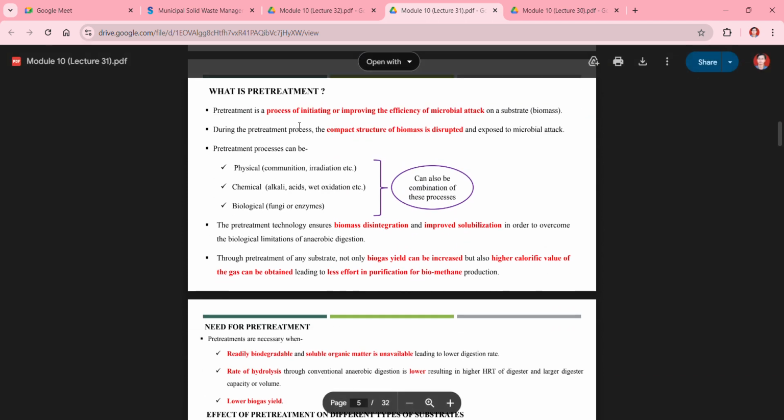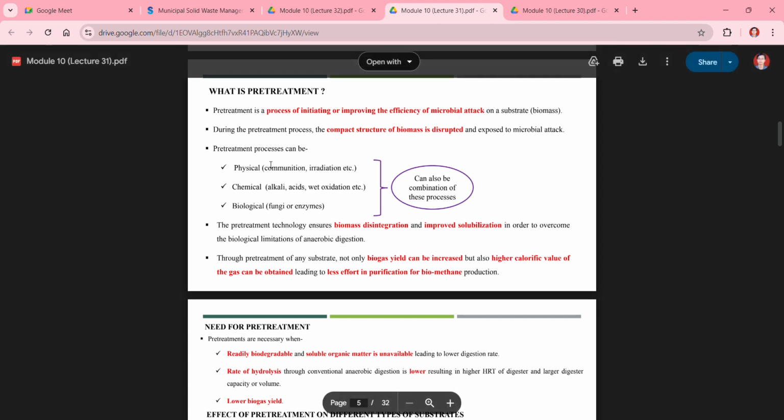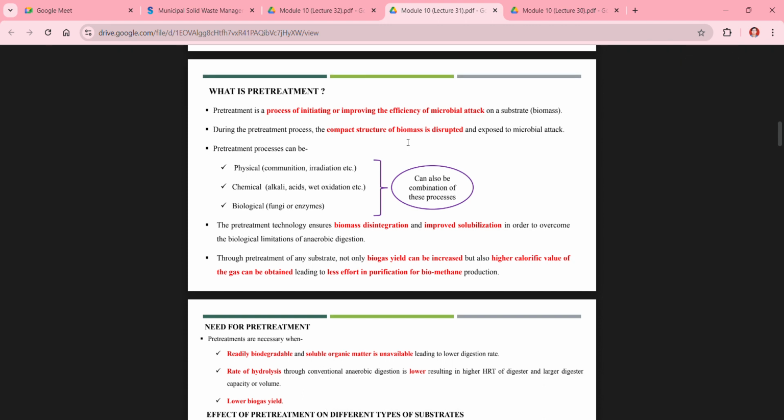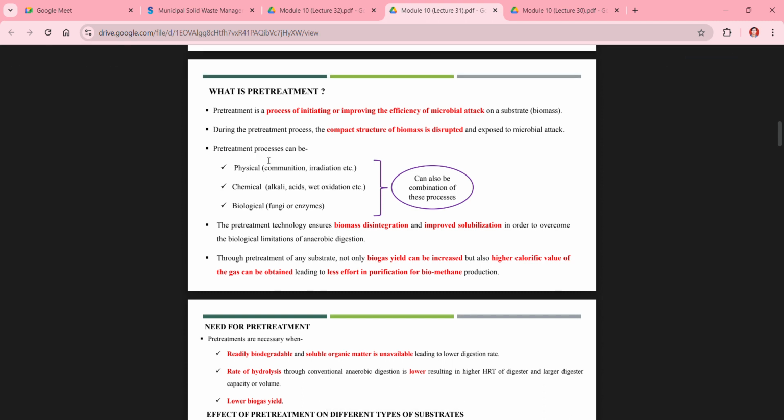So the pre-treatment process is defined as a process of initiating or improving the efficiency of microbial attack on a substrate, or we can say biomass. During the pre-treatment process, the compact structure of biomass is disrupted and exposed to microbial attack. Then there are three different types of pre-treatment process. The first is physical, which can be done by comminution or irradiation. In the comminution process, we grind the material to a lower size. Converting the material into a lower size will result in increased surface area for microbial action.